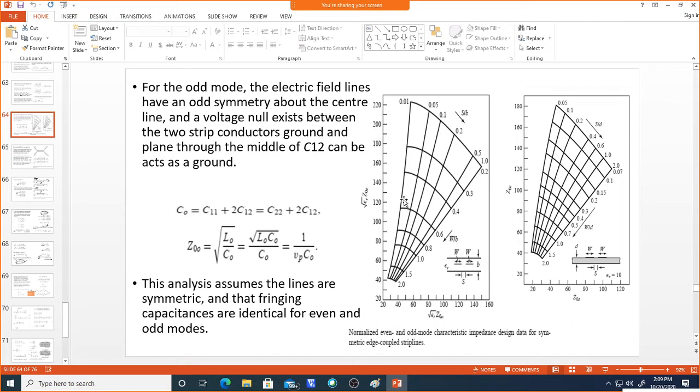So those values you have to correspondingly find out. Where exactly those values lie, corresponding to them. Say for example, if the even mode impedance is 120 ohm and the odd mode impedance is something around 80, then where it intersects both the impedances, the corresponding S by B value you have to find out here, and the corresponding W by B value you have to find out using these values.